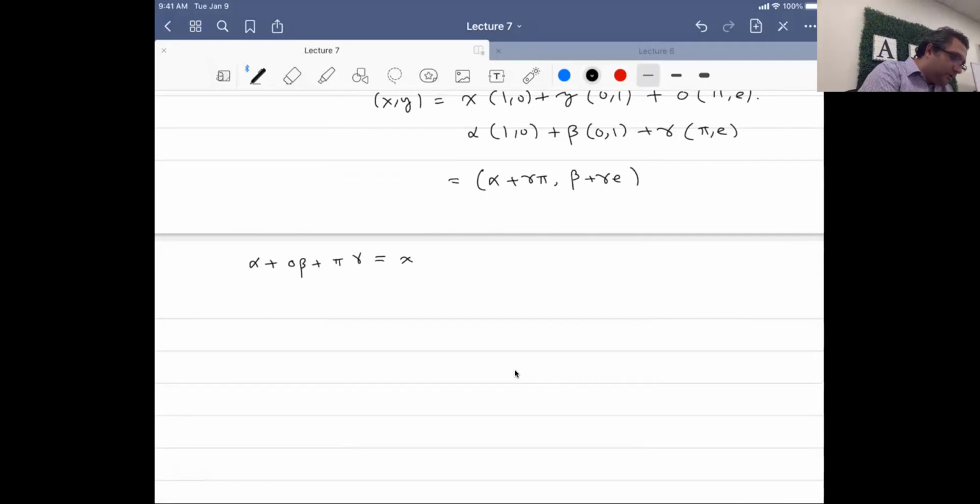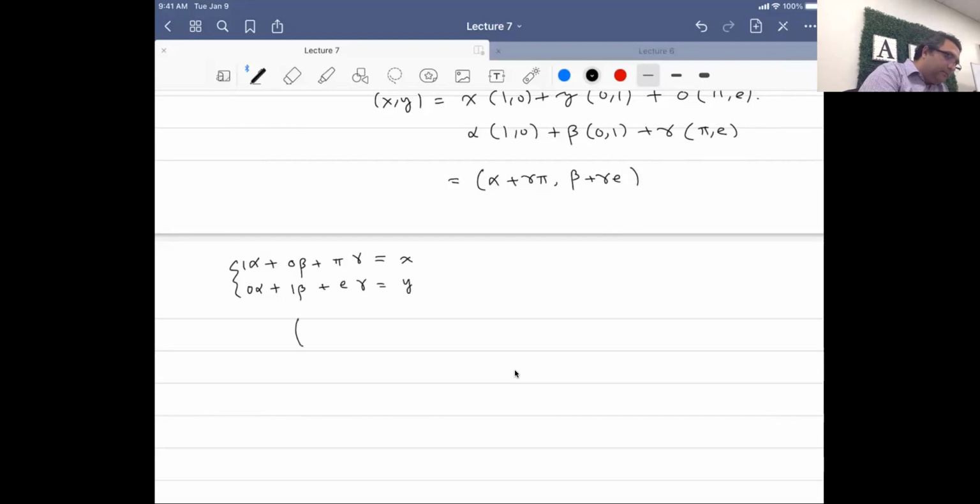And then what is the second equation? 0 alpha plus 1 beta plus e gamma equals y. So you see here it's a sort of an underdetermined system, and you can try to solve this to see for yourself.